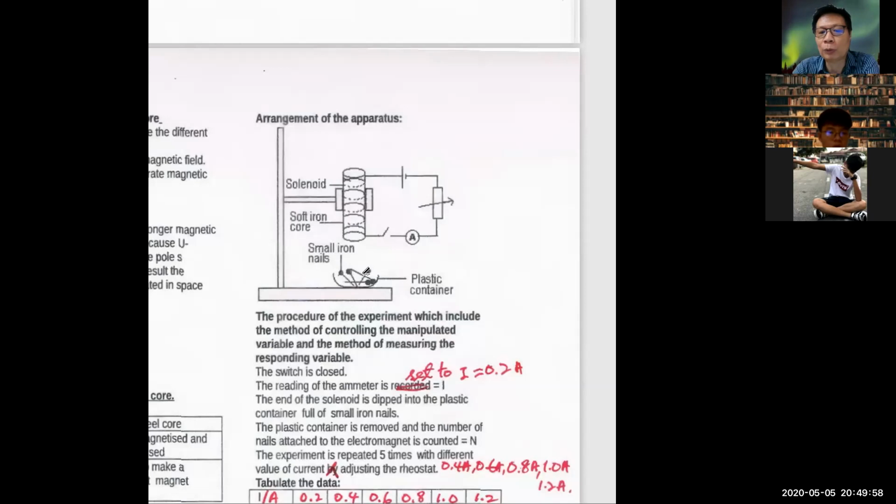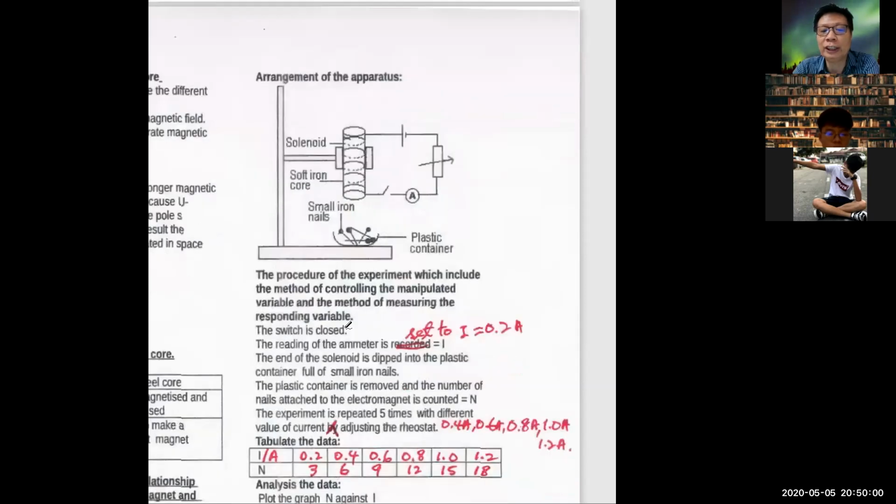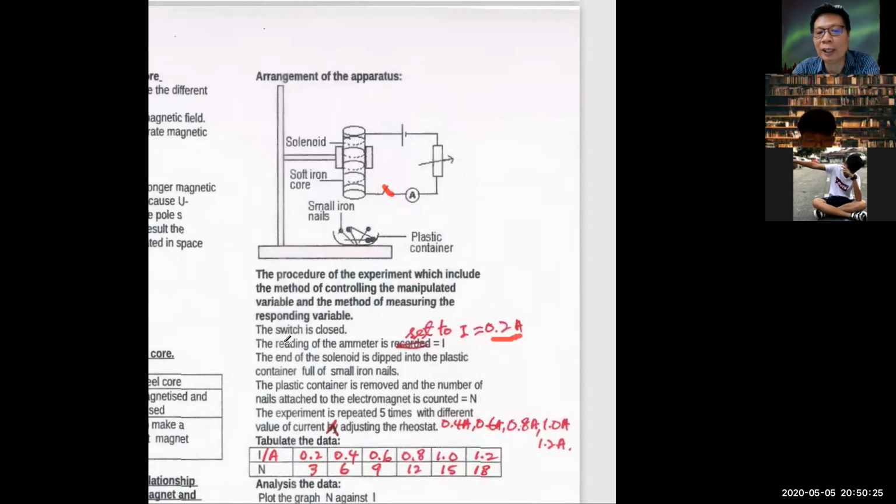Okay, so procedure. Now next one is procedure. You change a little bit. And don't copy everything, you know. Okay, first you say the switch is closed. You on the switch here. Okay. Second, the reading of the ammeter is set to 0.2 ampere. We start to adjust the rheostat. Set the current to start with 0.2 ampere. Understand? Start with small current, 0.2. So you must write it, you know.